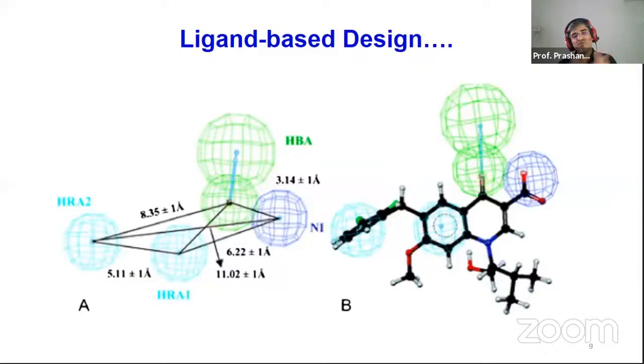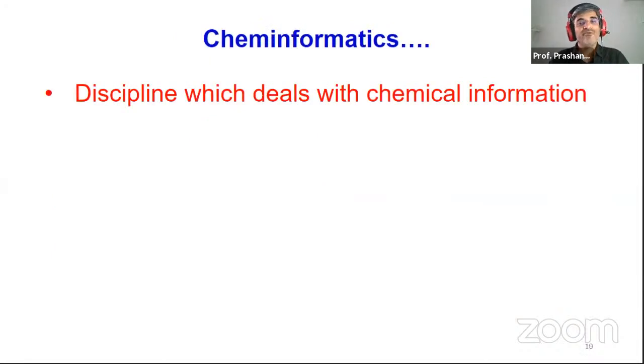Sometimes these both approaches are combined. Even if you know the three-dimensional structure of the protein, you still go ahead and use ligand-based drug design and combine both, so that the robustness of the outcome is increased, right? So the next term is cheminformatics. As the name indicates, it's a discipline which deals with chemical information.